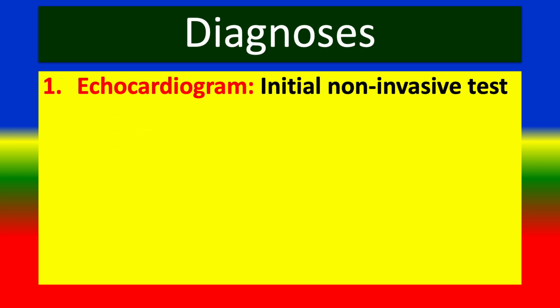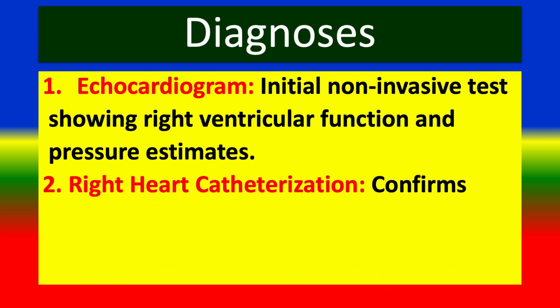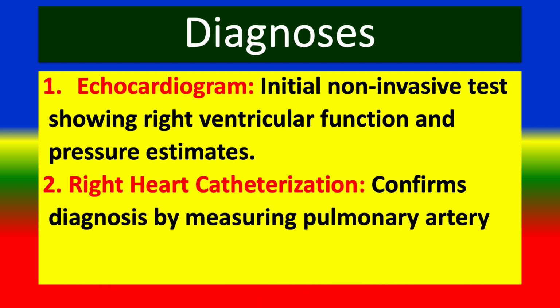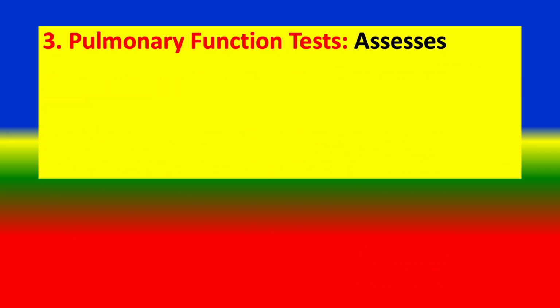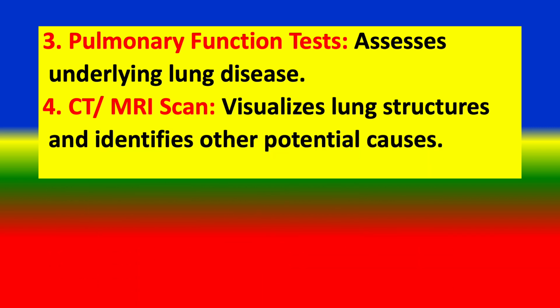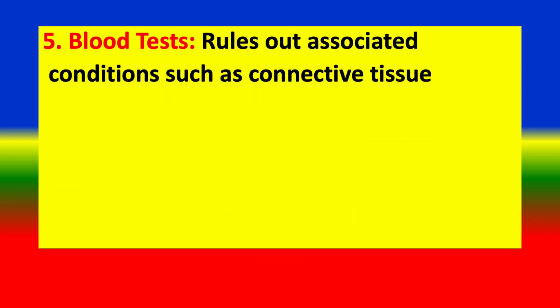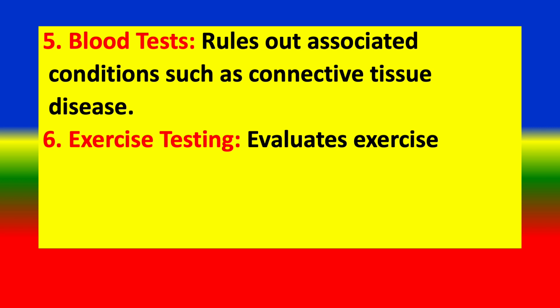Diagnosis. 1. Echocardiogram, initial non-invasive test showing right ventricular function and pressure estimates. 2. Right heart catheterization confirms the diagnosis by measuring pulmonary artery pressure. 3. Pulmonary function test assesses underlying lung disease. 4. CT or MRI scan visualizes lung structures and identifies other potential causes. 5. Blood tests rule out associated conditions such as connective tissue disease. 6. Exercise testing evaluates exercise capacity.